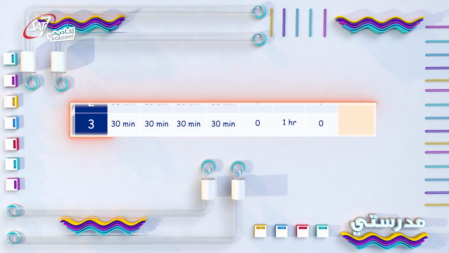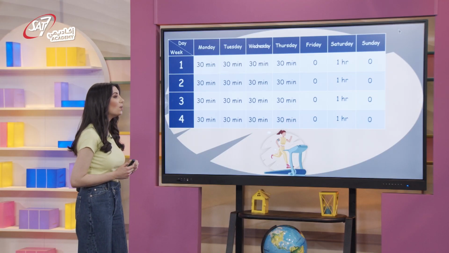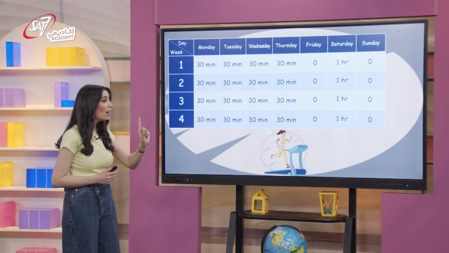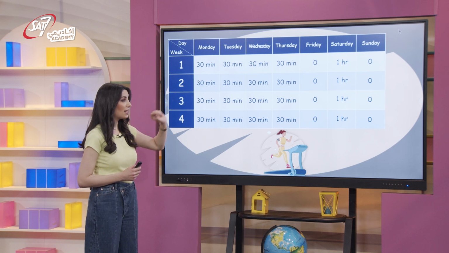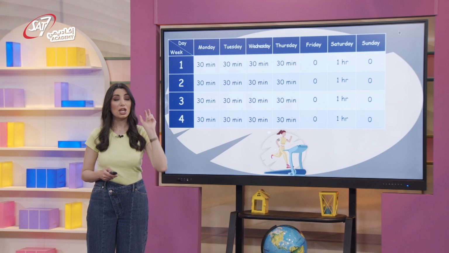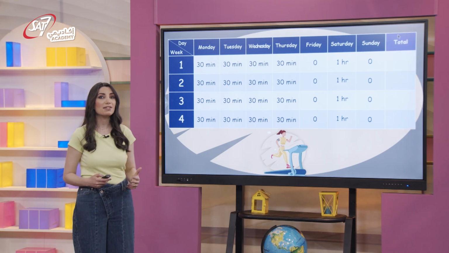Remember that 30 minutes make half an hour because each hour is 60 minutes. 30 plus 30 is 60 minutes, meaning 1 hour. She exercises for 1 whole hour on Monday and Tuesday together, and 1 hour on Wednesday to Thursday together. Adding Saturday's hour, Huda exercises 3 hours every week. This is the pattern. We count in threes. 3, 6, 9, and 12.